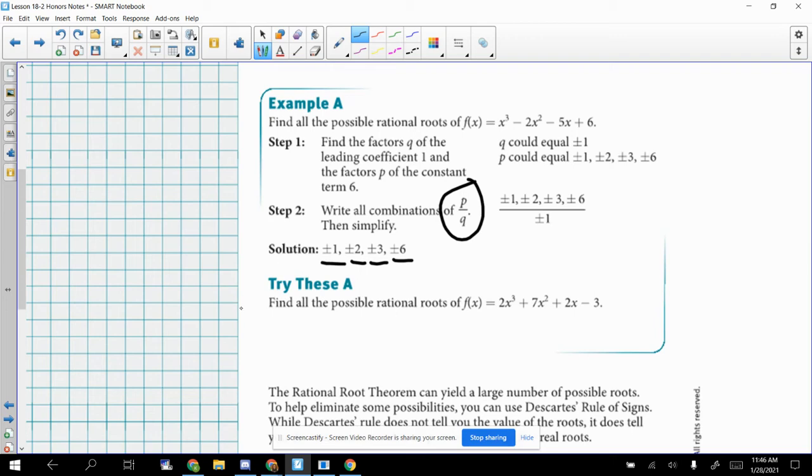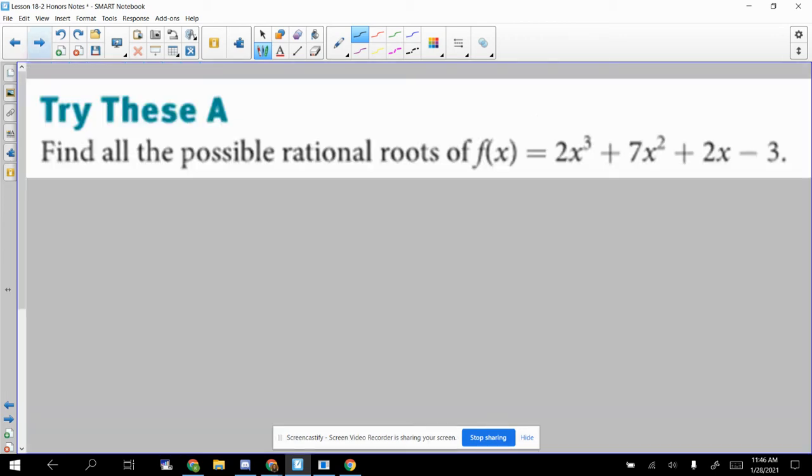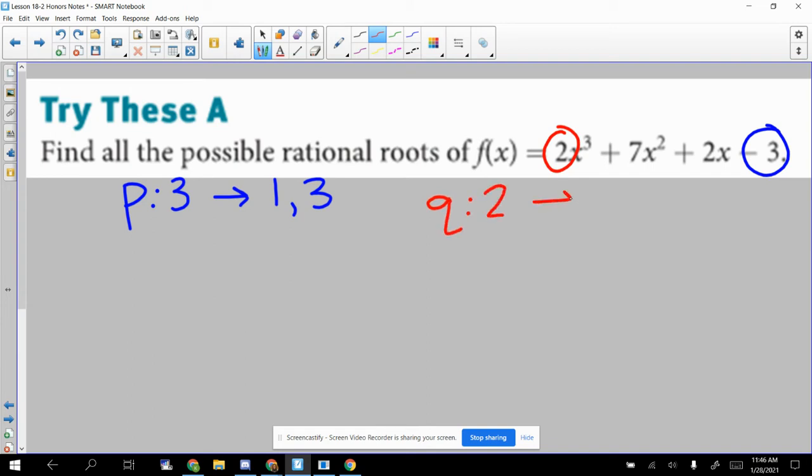So yours is right here, the try these A, that's what we're going to start with, but I'm going to do mine on the next page. So again, first, I personally like to find the P, which is 3, and the factors of 3 are just 1 and 3. Then we can find our Q, which is the leading coefficient, which is just 2 here. And I like to write out the factors 1 and 2.